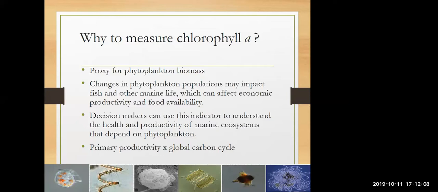And finally, marine primary productivity is an important agent in the global cycling of carbon dioxide. That is a major greenhouse gas, and variations in the concentration of the ocean's phytoplankton biomass can therefore explain trends in the global carbon budget.